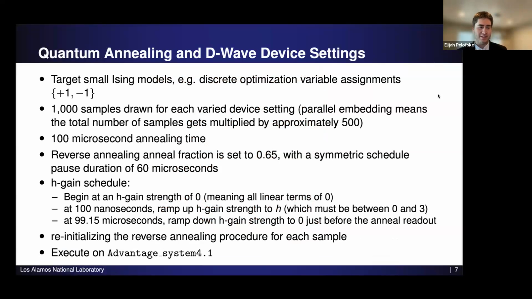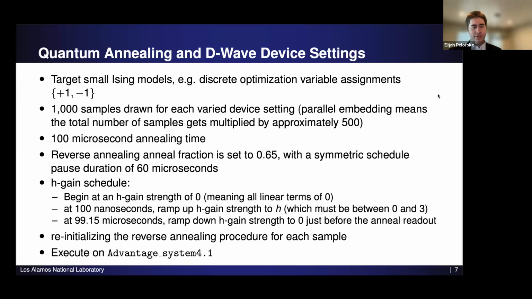All right, yeah. So this is just a list, if you're interested, of the specific device settings I used. The Ising models, the discrete optimization variable assignments. We drew 1,000 samples for each of the varied device settings, plus the parallel embedding of the Ising models means the total number of samples gets multiplied by roughly 500. So we get very, very robust statistics for these measurements. We use 100 microseconds for the annealing time. We set the reverse annealing fraction to 0.65.